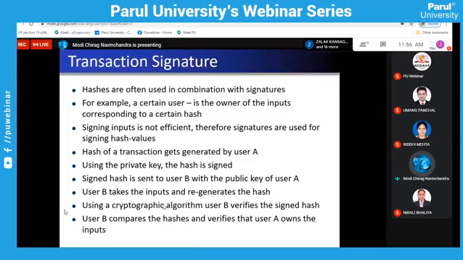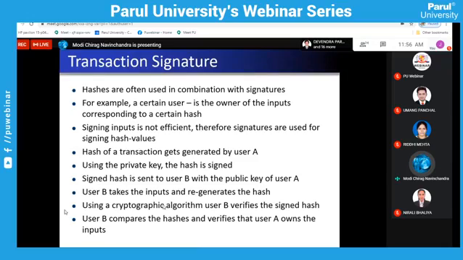The hash of a transaction gets generated by user A using the private key. That hash will be signed. One proper hash value will be received by the node in the peer-to-peer network. Then and only then will that transaction be considered.